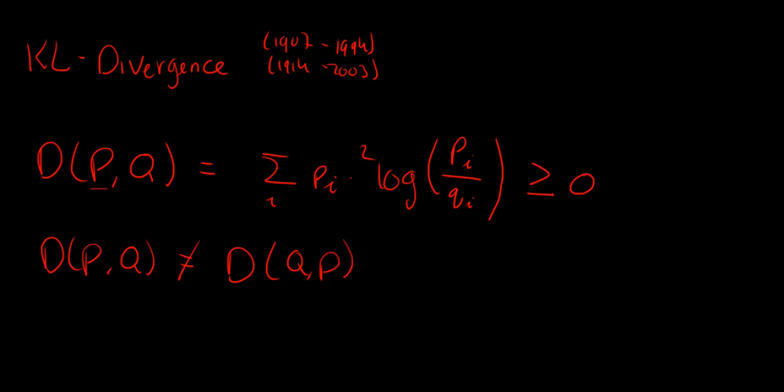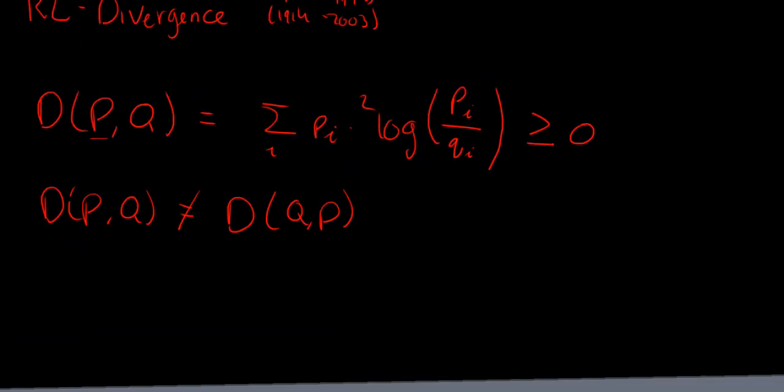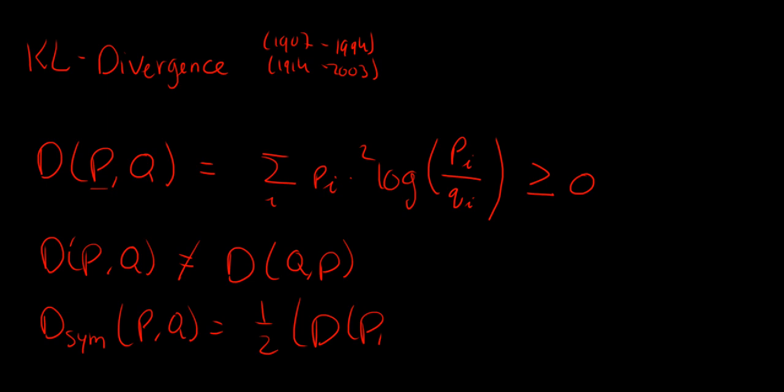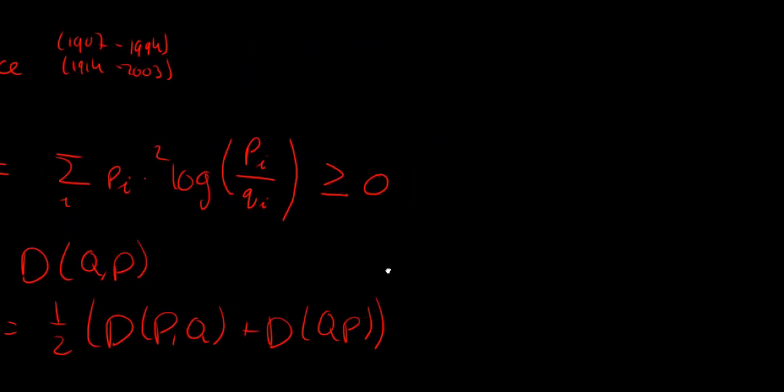If you want to have a symmetric function, that is defined as the symmetry of PQ, which is just a half of the Kullback-Leibler divergence from P to Q plus the Kullback-Leibler divergence from Q to P, like that. And you may be wondering, well, what can we do with this formula, with this relative entropy?